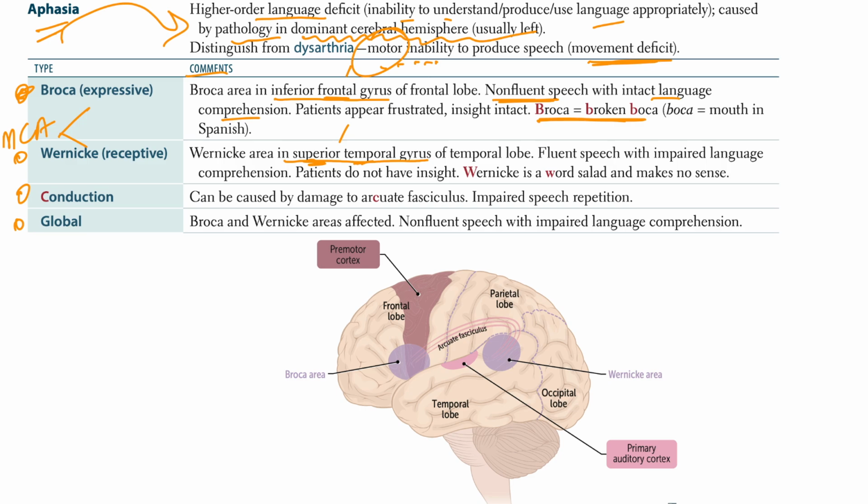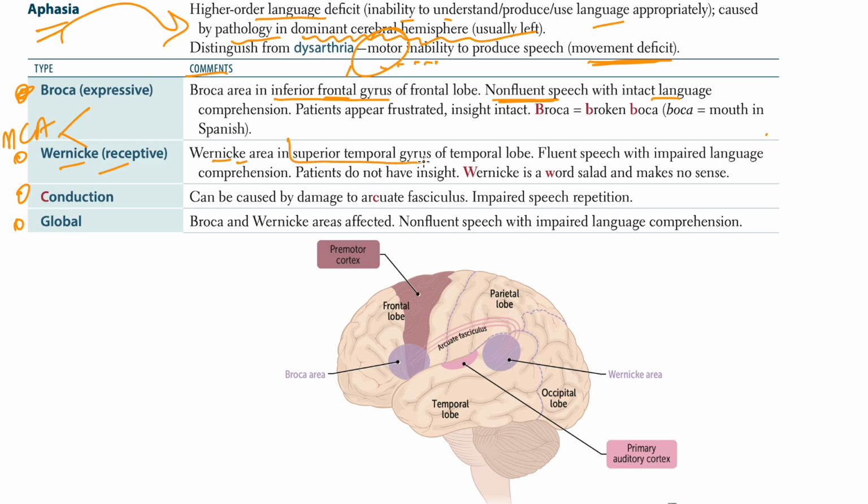Patient appears frustrated. They're like, I want to say this, but I can't. What do I do? Insight is intact, which again means comprehension is basically intact. And what is comprehension again? Comprehension is understanding written and verbal language. So they understand every single bit of it if you write or say something to them, but they will not be able to speak. Broken mouth, Broca area.